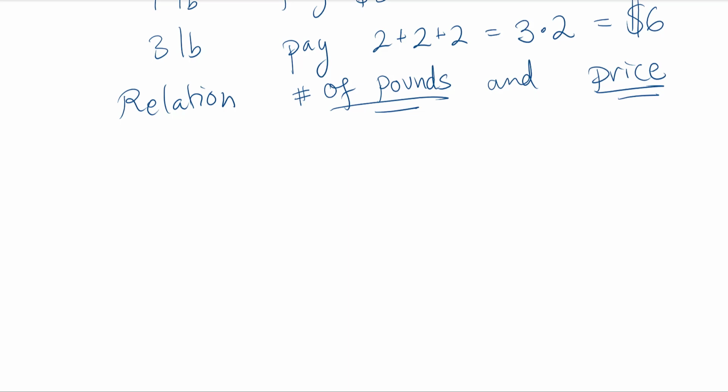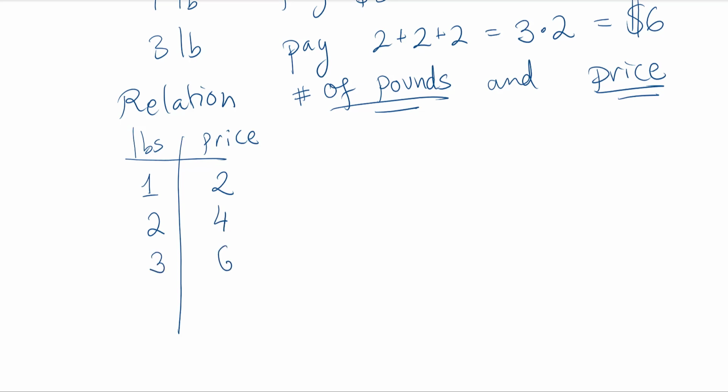Well, one way to do this is by drawing a table. So we can make a table where we have the number of pounds here and the price right here. And so if we have 1 pound, we said each pound was $2, so the price is 2. If we have 2 pounds, the price is 4. 3 pounds, the price is 6. And say 7 pounds, and the price is 14.